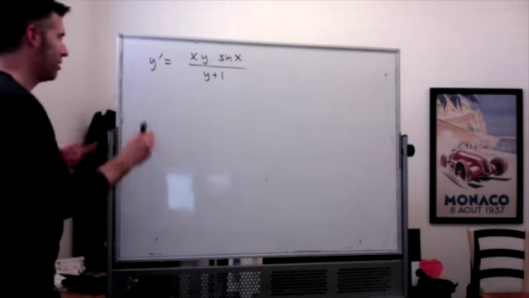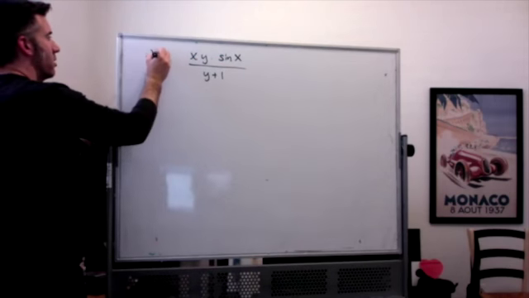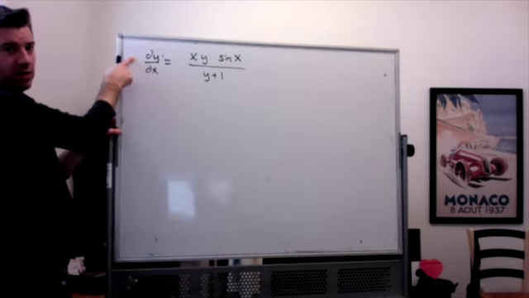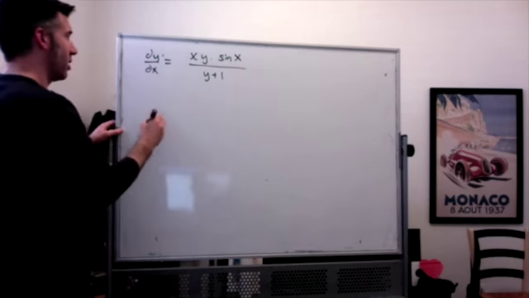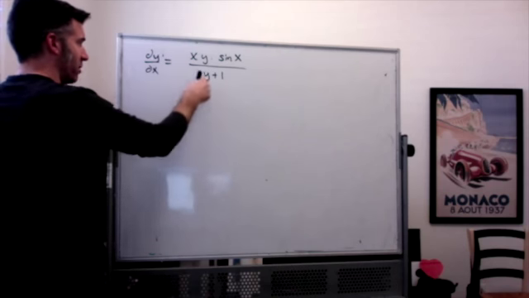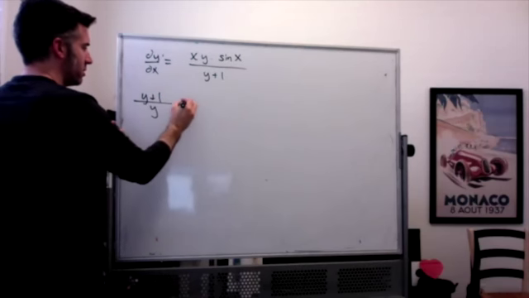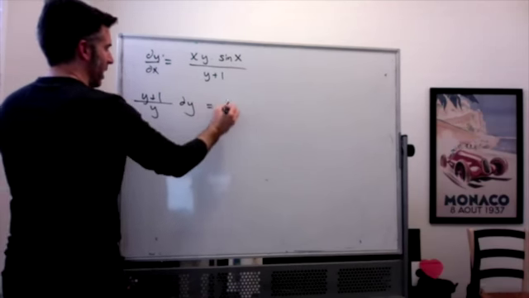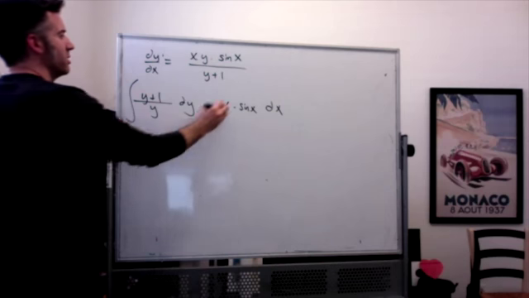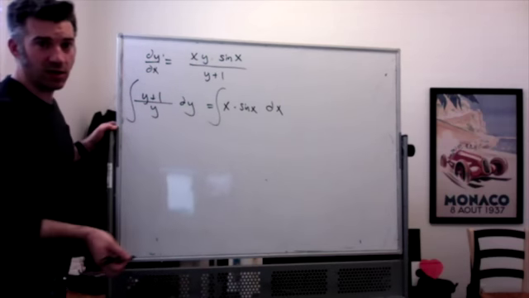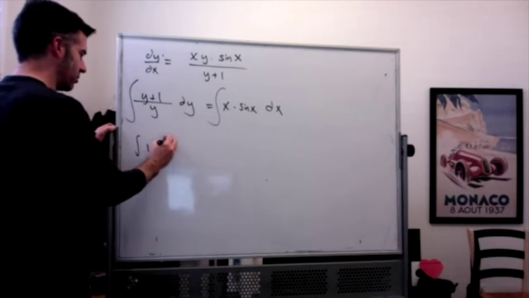Again, I know I want my y's on the side where dy is on top, and I want my x's on the side where dx is going to be on top or not on the bottom. So I'm going to multiply by y plus 1. I'm going to divide by y. (y plus 1)/y dy equals x times sine of x dx. We're going to integrate both sides. Okay, the left side's not terrible because you can just write it as y divided by y plus 1 divided by y.